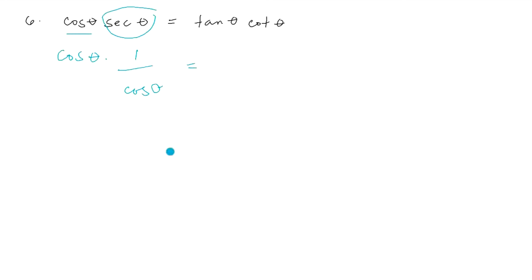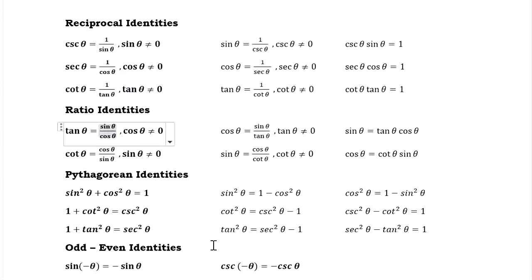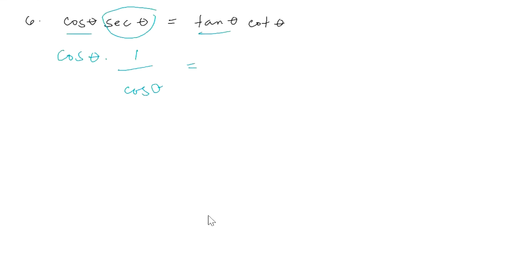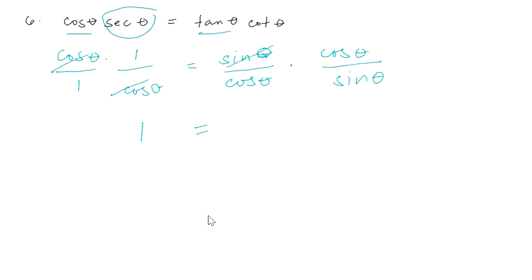We have 1 over cosine theta equals, this one also. We replace this too. Tangent theta is equal to sine over cosine. We have sine theta over cosine theta times our cotangent, we have cosine theta over sine theta, because they are inverses. Let's put 1 under the cosine. We can cancel: this and this cancel. What remains is 1 equals, the sine theta also cancels and becomes 1. So, the answer now is 1. They are now equal.